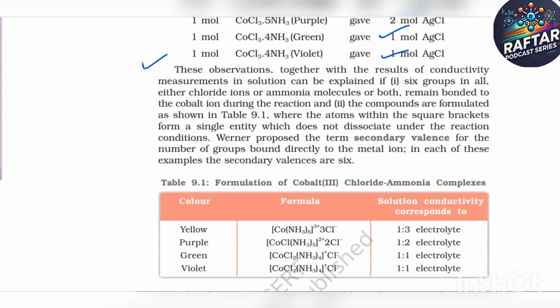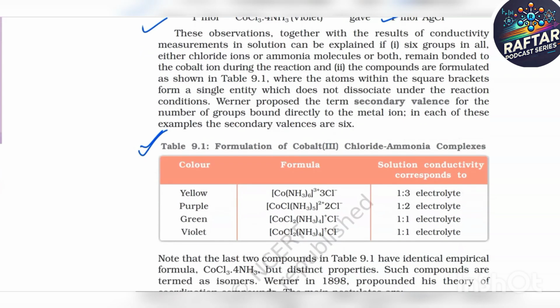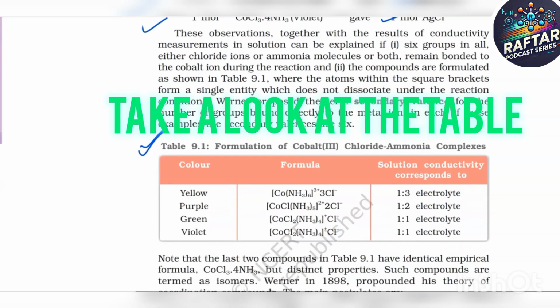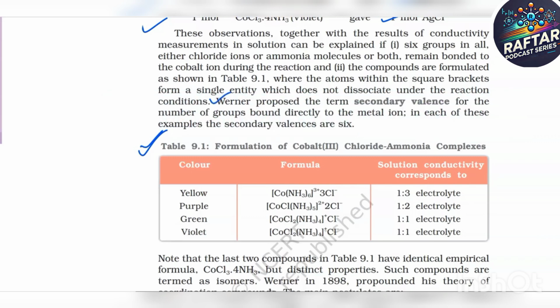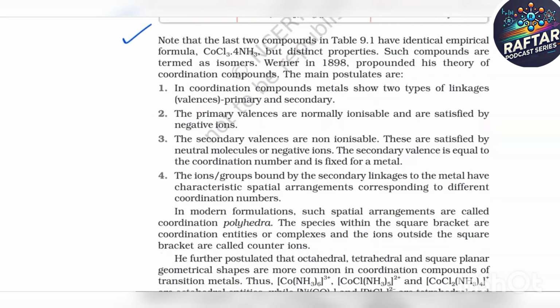Werner proposed the term secondary valence for the number of groups bound directly to the metal ion. In each of these examples, the secondary valences are 6. Formulation of cobalt 3 chloride ammonia complexes, Table 5.1. Note that the last two compounds in table 5.1 have identical empirical formula CoCl3.4 NH3 but distinct properties. Such compounds are termed as isomers.